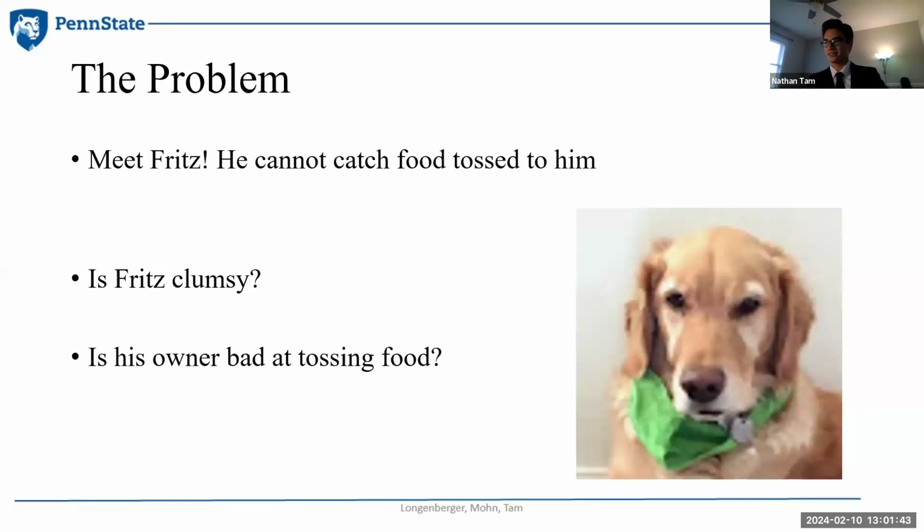So this is Fritz. The problem we were presented with centers around a video of a dog named Fritz who struggles to catch various food objects tossed by his owner. So the goal through mathematical analysis was to determine if Fritz is simply clumsy and cannot catch the food, or if his owner is being intentionally mean by tossing the food in ways that make it difficult to catch.